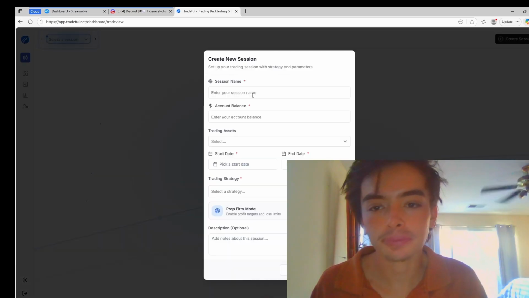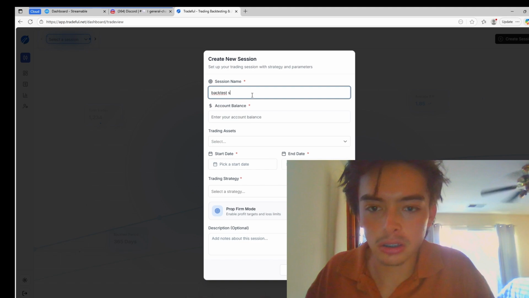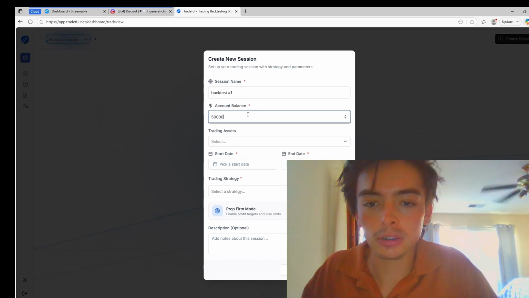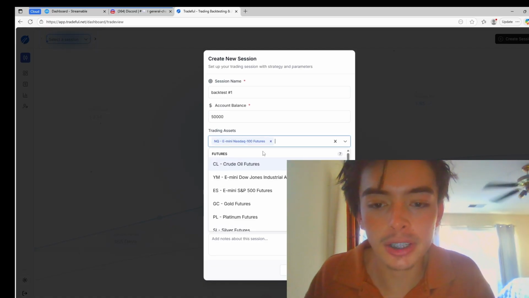What's it called? Let's just call it back test number one. But yeah, simple, very easy model. Strategy that I have going on.